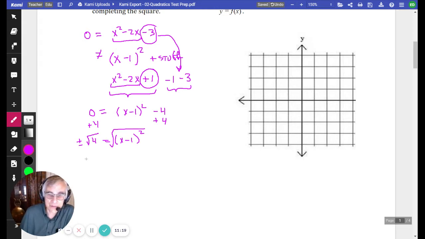Square root of 4 is 2. So this becomes plus or minus 2 equals x minus 1. I'm going to add 1 to both sides. I get x equals 1 plus or minus 2.